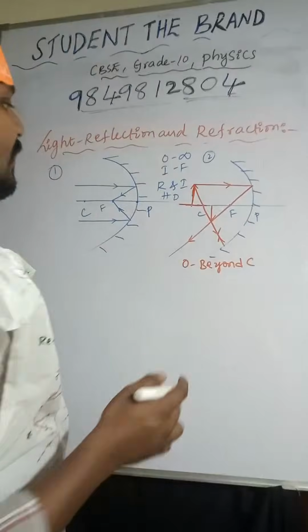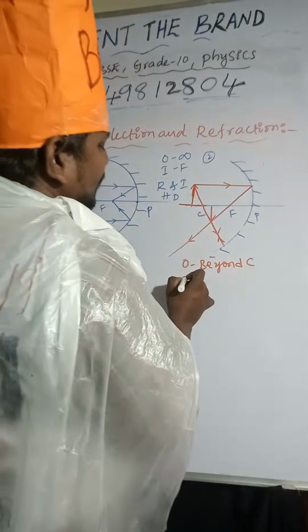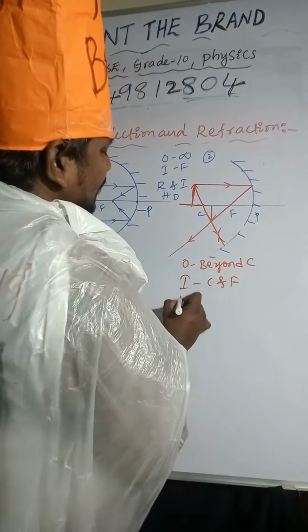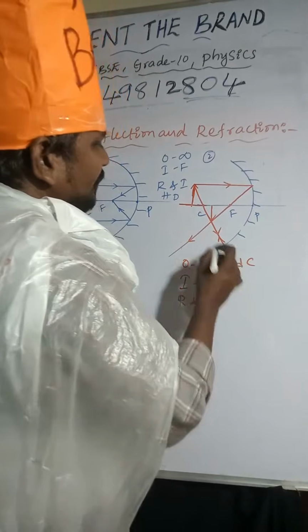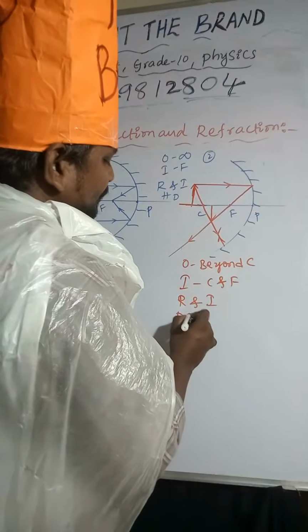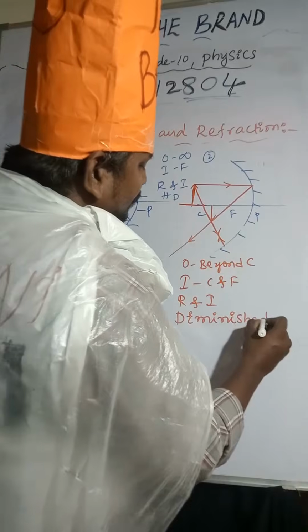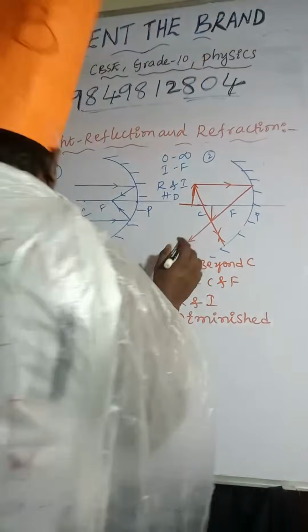Okay. So the object is placed beyond center of curvature. The image is forming between C and F. Nature of the image is real and inverted, and size of the image is diminished. Next one now, third one.